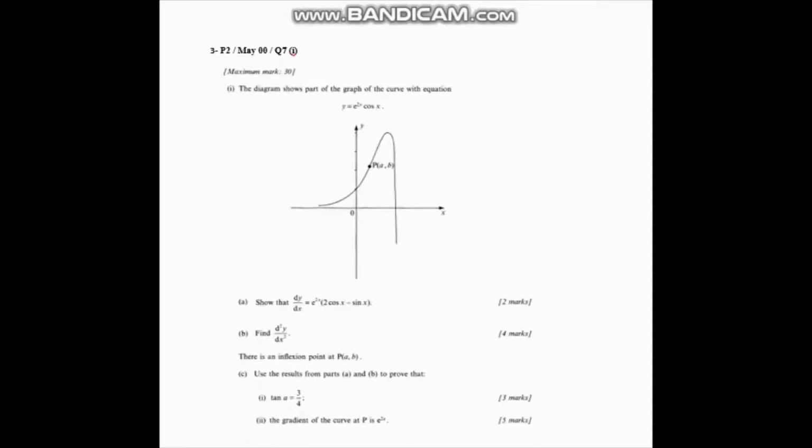So question A gave you y equals e to the power of 2x cosine x, and you are required to find the derivative expression and show that it looks like this.